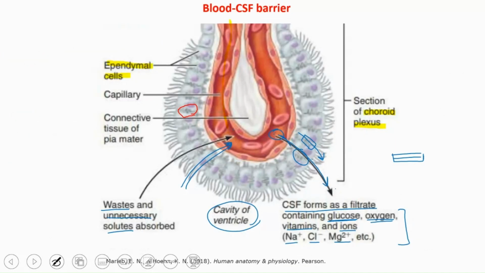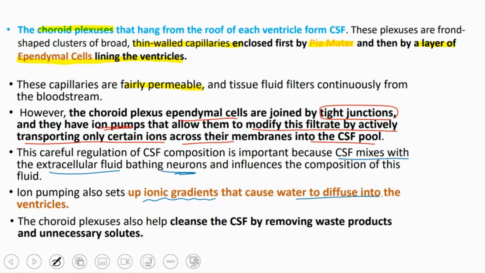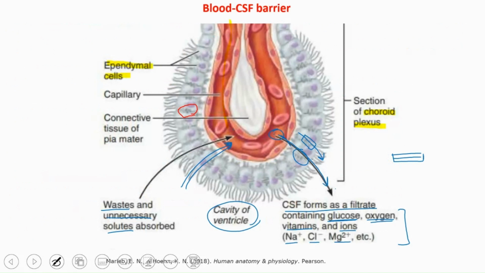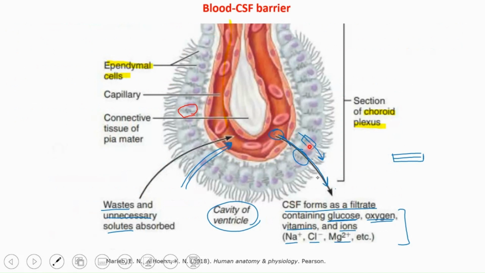So the careful regulation of CSF composition is important because, as we said, CSF mixes with extracellular fluid bathing neurons, and influences the composition of this fluid. Now, ion pumping also sets up an ionic gradient that causes water to diffuse into the ventricles. What does that mean? We said that we are pumping ions and molecules from the blood to the CSF, right?